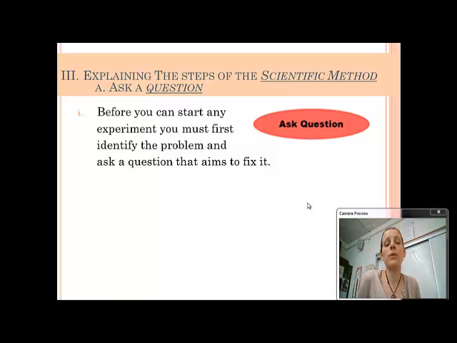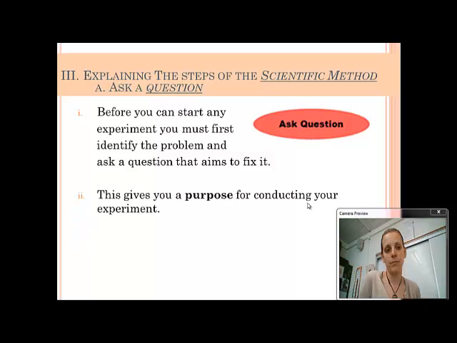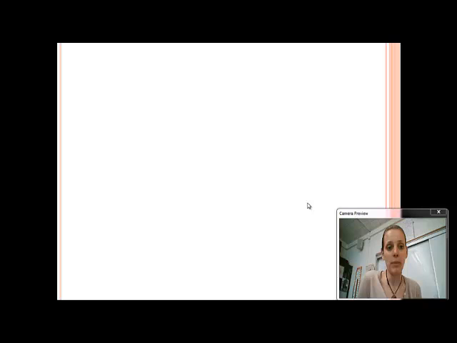But sometimes then we want to fix problems. For instance, it's becoming more and more common that bacteria are becoming resistant to antibiotics that we need in order to become healthy. Scientists are trying to find out why and how we can work with that. How can we create medications that bacteria can't become resistant to? So this gives a purpose for conducting the experiment.